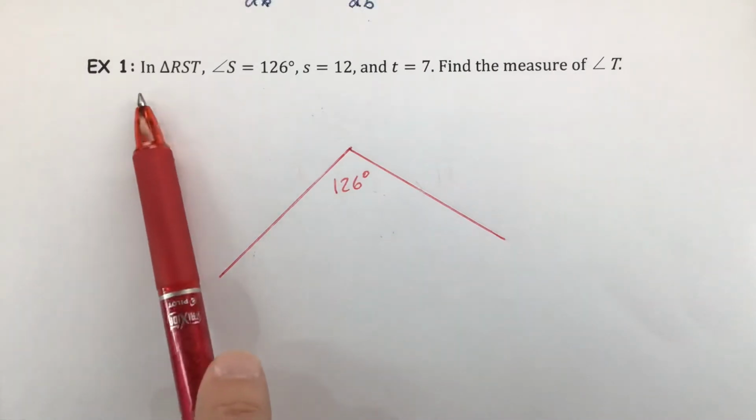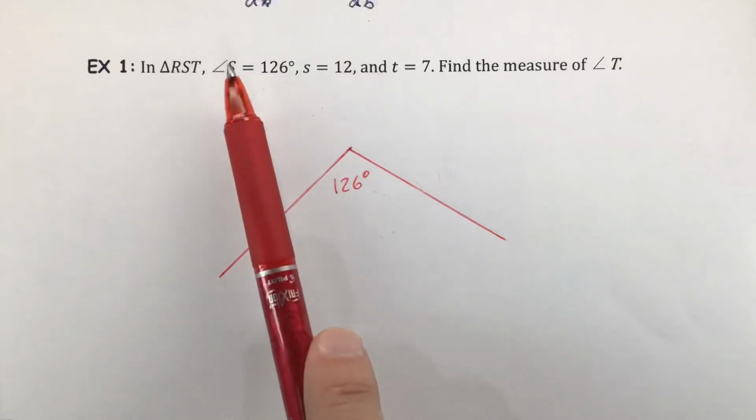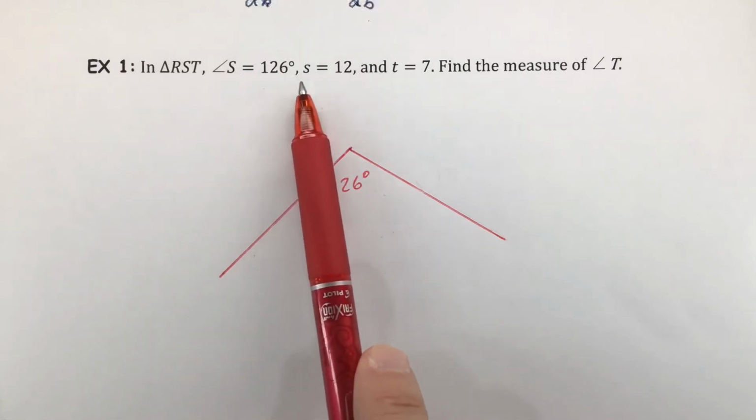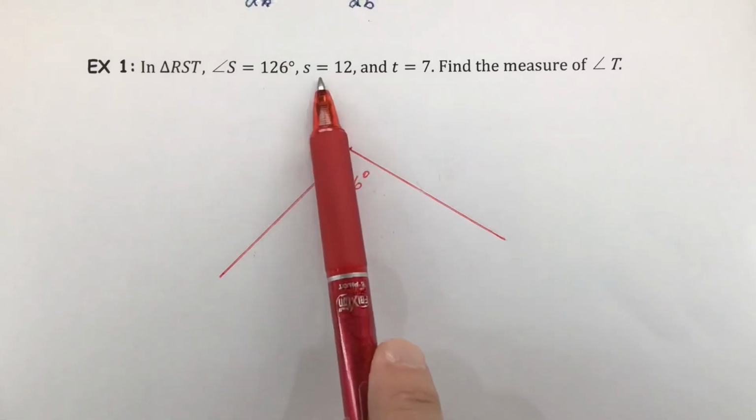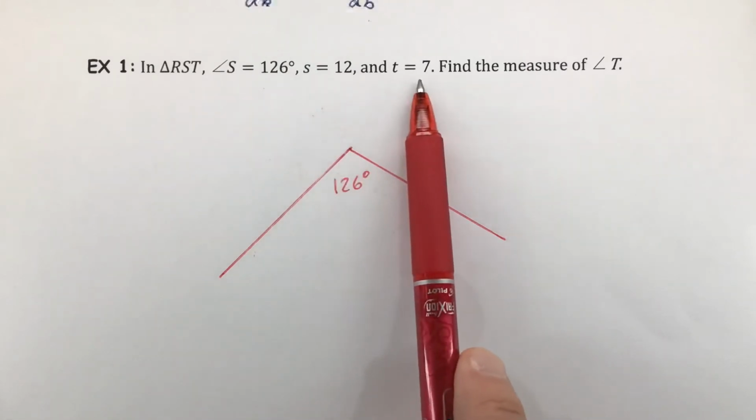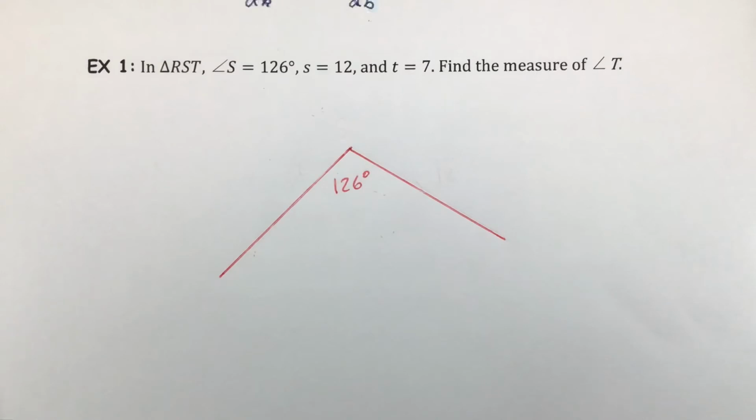Okay, so we're told that there's a triangle RST. Angle S is going to be 126 degrees. Little s, so that's going to be the side length across from this angle, is going to be 12, and then little t is going to be a side length as well, which is going to be 7.